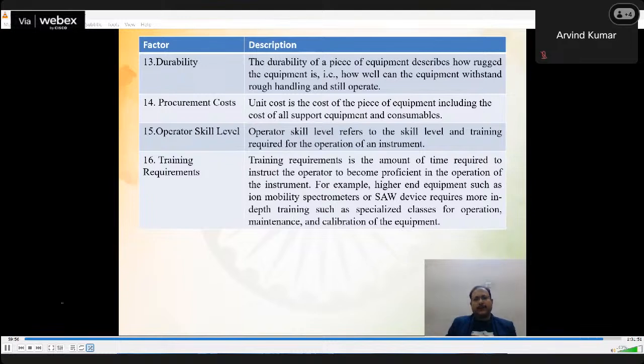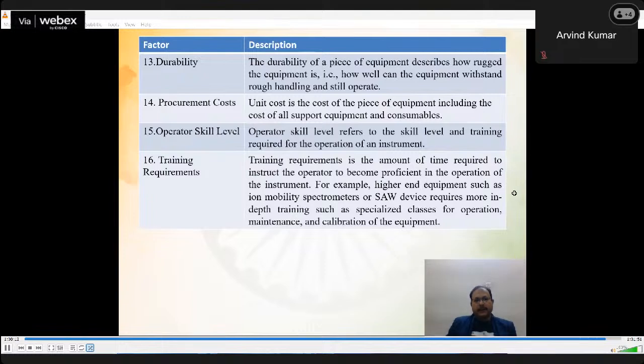Procurement cost, again, is a big thing for the financial part. Unit cost is the cost of the piece of equipment, including the cost of all equipment consumables. So again, procurement cost should be on the lower side. You cannot say that we are going to purchase crores of rupees worth of equipment, and only then can we analyze the sample. It will not be accepted on any ground.